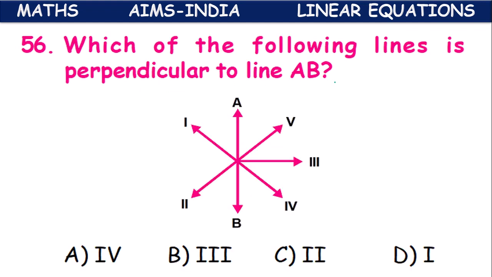Next, which of the following lines is perpendicular to line AB? So like this is AB, this is the perpendicular line. If we draw like this, both are right angles to each other. So the third line, represented by Roman number 3, will be perpendicular to AB.